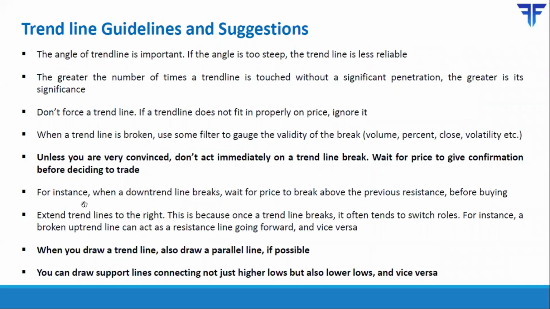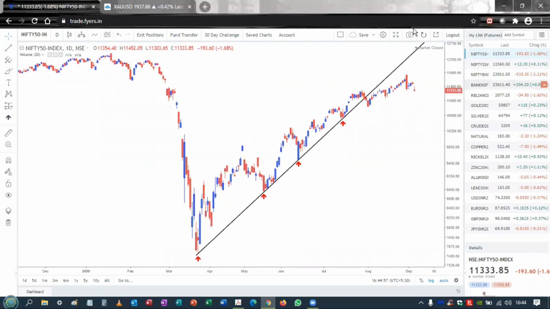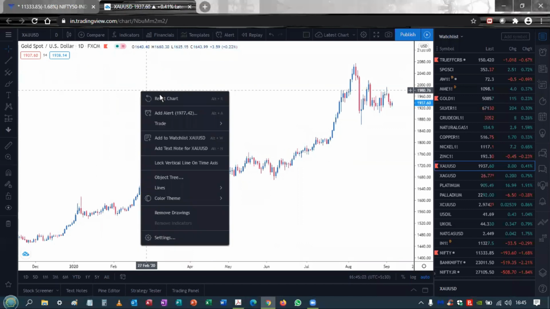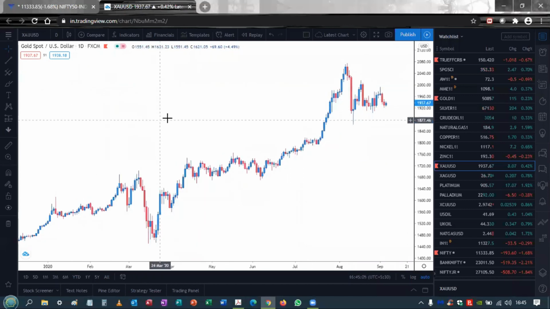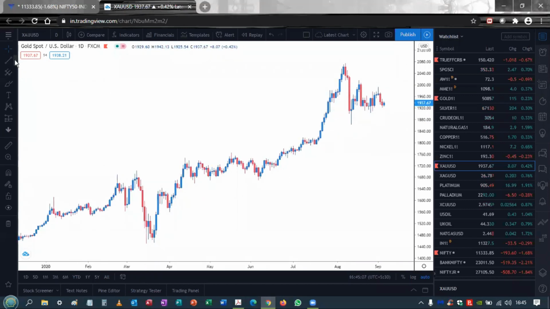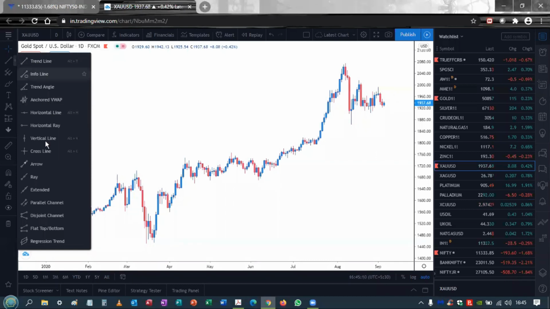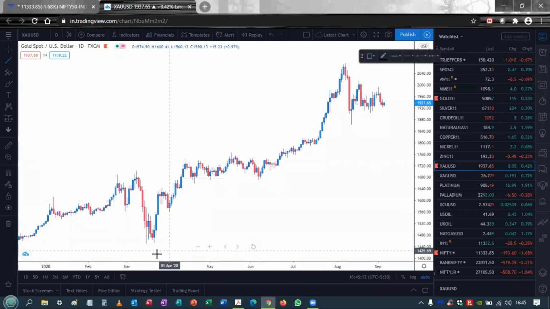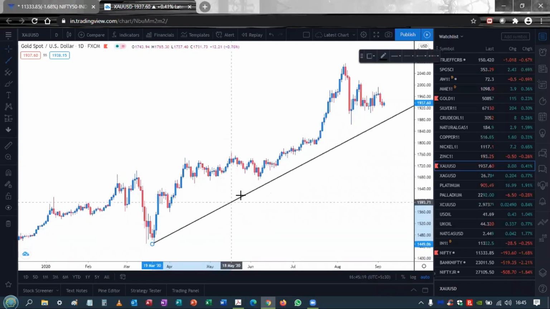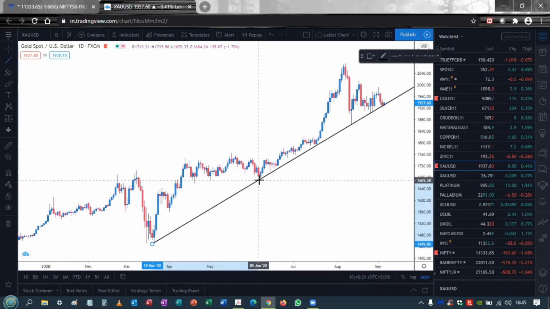Occasionally, once you draw a trend line, it could also be possible to draw a parallel line. Now, what exactly do I mean by this? Let me show this using the chart of gold, for instance. So this is the chart of COMEX gold. Okay, so let me draw a trend line over here. I'll select Ray because I want to extend it forward. Now this is an important swing low that I'm seeing. So I'll draw it from here and I will connect this swing low.